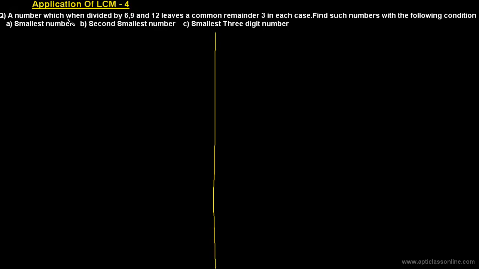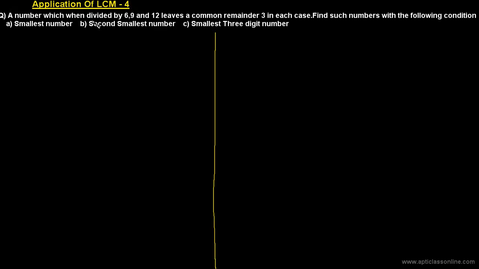In this class, we will extend our discussion of application of LCM with the help of this example. First, let's read this example. A number which when divided by 6, 9 and 12 leaves a common remainder 3 in each case. Find such numbers with the following condition. The condition A is the smallest number, condition B is the second smallest number, and condition C is the smallest 3-digit number.